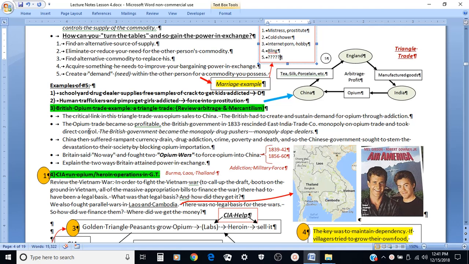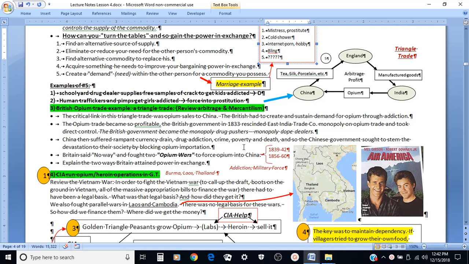Right? The opium trade became so profitable, in fact, that the British government in 1833 rescinded the East India Trade Company's monopoly on the opium trade and took direct control. So the British government became the monopoly drug pushers, the monopoly dope dealers in opium. China then suffered, as a result of this, rampant currency drain. They started being depleted of their silver. All right. They also had rampant drug addiction, crime, poverty, death, all that stuff that goes with drugs. Lack of productivity of the population.